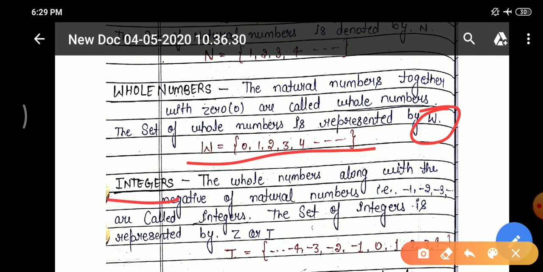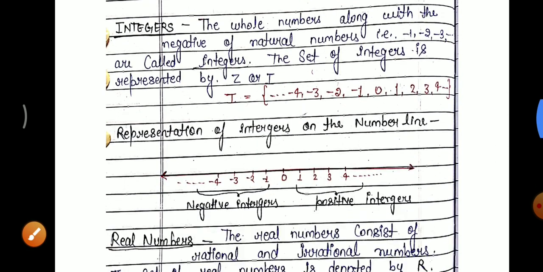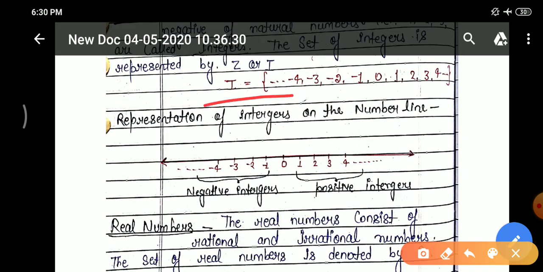Now what are integers? The whole numbers along with the negatives of natural numbers, -1, -2, -3 and so on, are called integers, and the set of integers is denoted by capital Z or capital I. This is an example of integers: I equals -4, -3, -2, -1, 0, 1, 2, 3, 4. These are the integers.